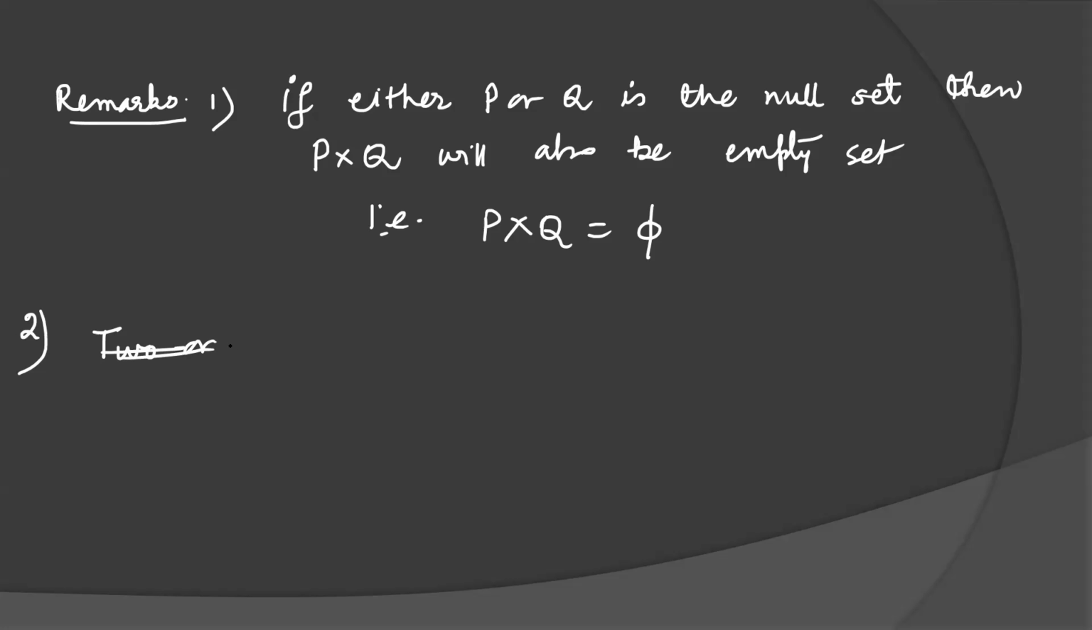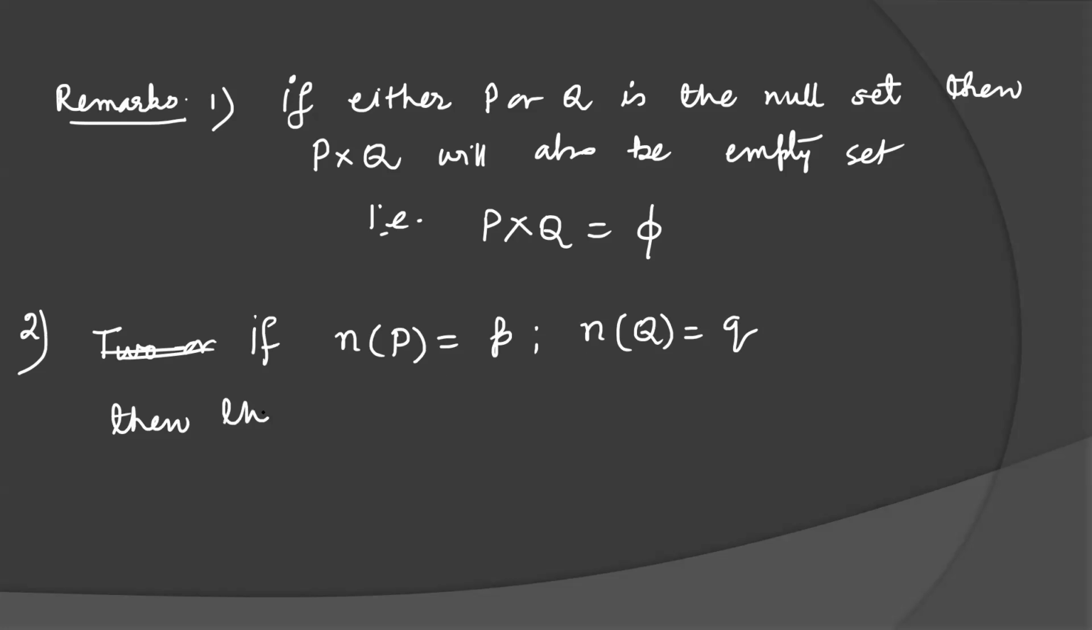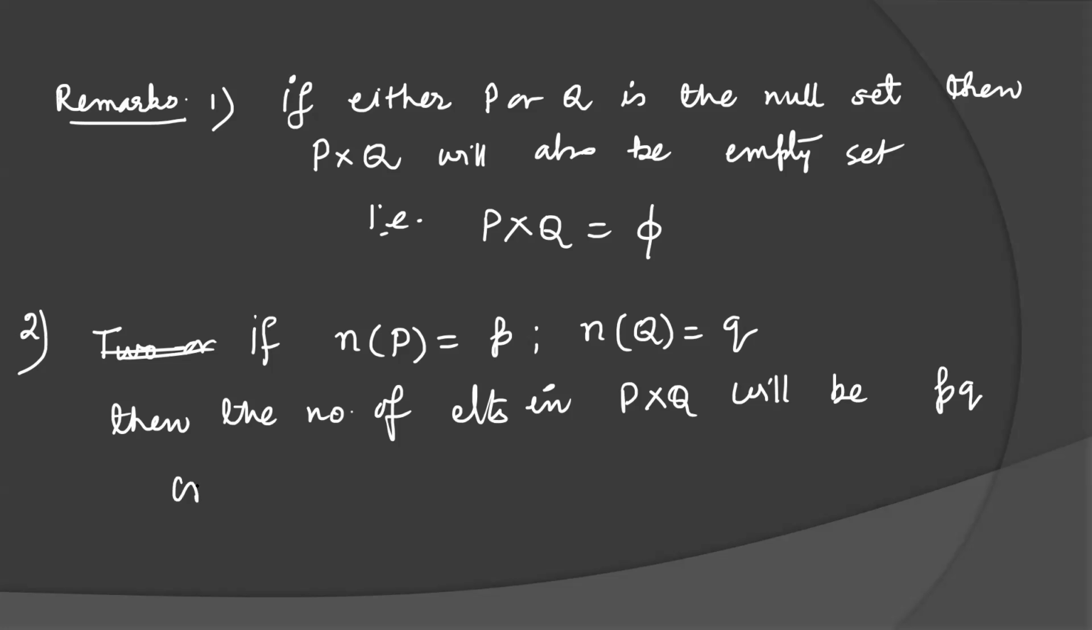Second remark is, if the cardinality of set P is small p, meaning there are small p elements in set capital P, and there are small q elements in set capital Q, then the number of elements in P cross Q will be p into q. Or you can say that the cardinality of P cross Q will be pq. What is the cardinality? I told you in set theory, the number of elements.